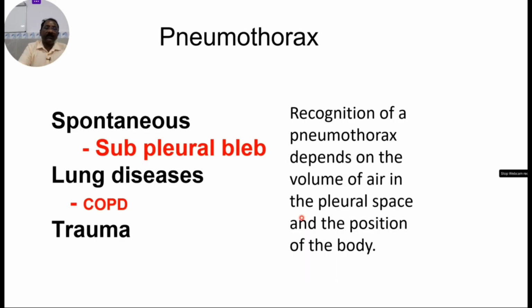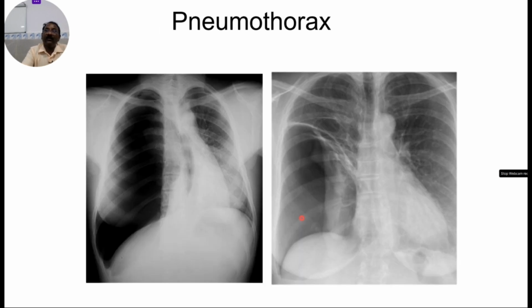Spontaneous pneumothorax: subpleural blebs rupture, lung diseases, maybe COPD. Recognition of a pneumothorax depends on the volume of the air in the pleural space and the position of the body. See the pneumothorax here. It's the typical pneumothorax. See the border here. No lung tissue at all. No aeration at all. So this is the massive pneumothorax.